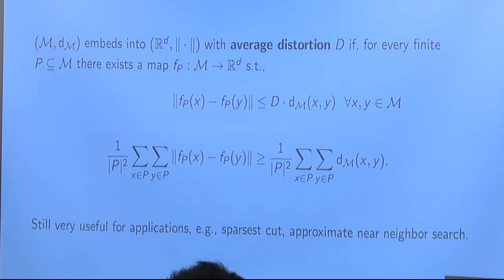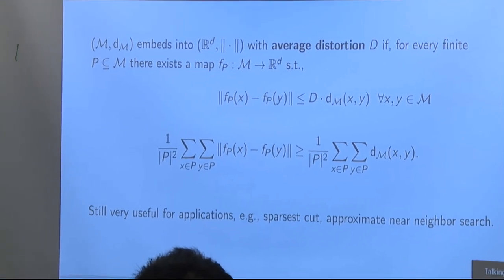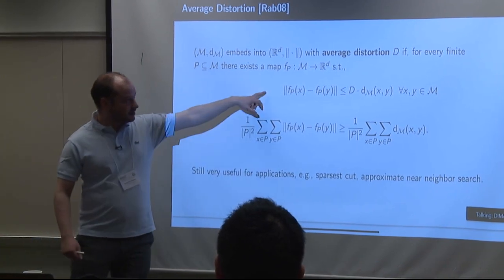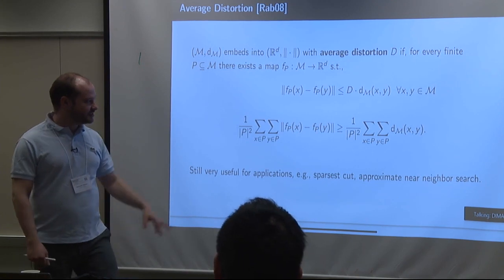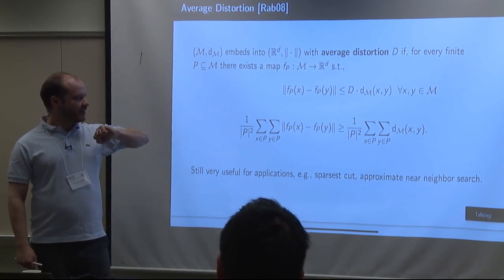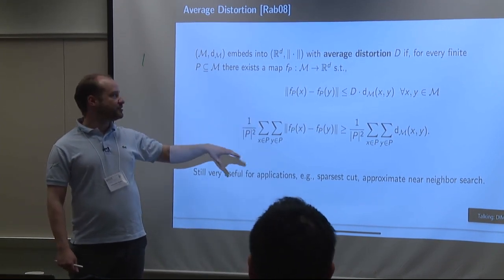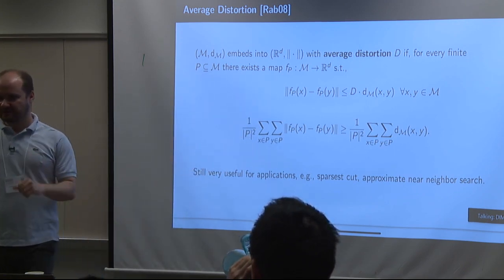So again, what I want is that if my adversary chooses any point set in my metric space, then I can come up with a map that doesn't expand distances by more than a factor of D and doesn't contract distances on average over this point set P. Notice the first thing should hold for every 2 points in the metric space. That's important, at least for my applications. And the second condition must only hold for the points in P, but again, the function can depend on P, and that's important.